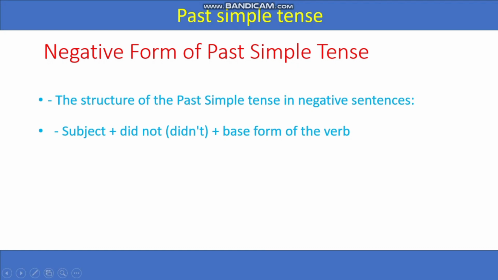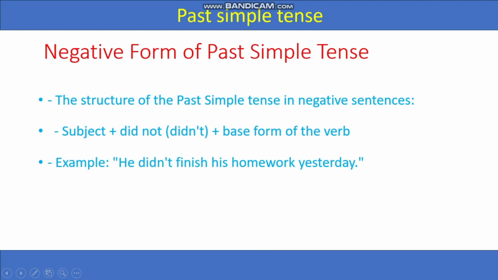But one thing we have to keep in mind: if you use did not or didn't, then after that the base form of the verb will be used. The base form is the first form. Okay, after did there will be the first form of the verb. We have to keep this in mind. Example, he didn't finish his homework yesterday. Here, finish is the first form; we haven't written finished. That's why when we use did, we don't use the second form.